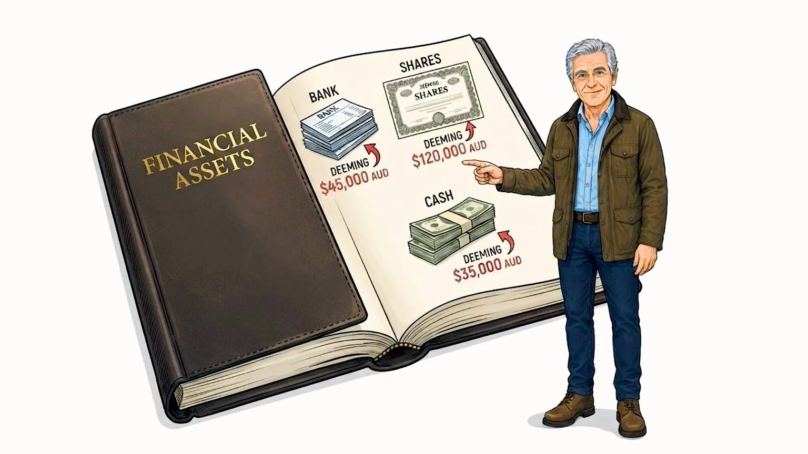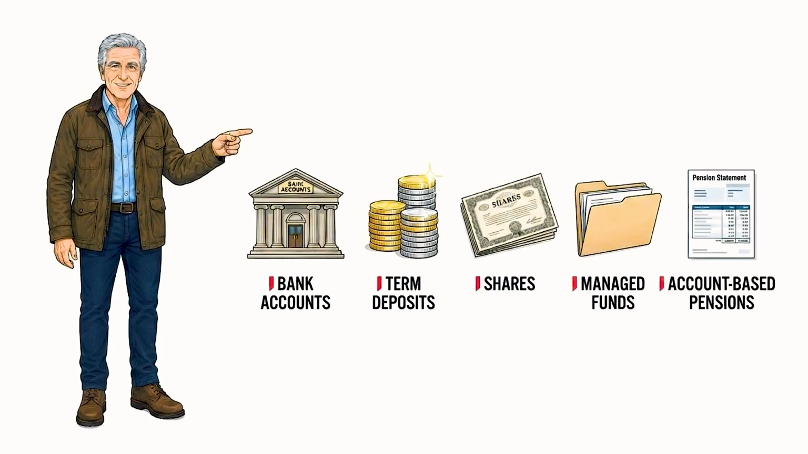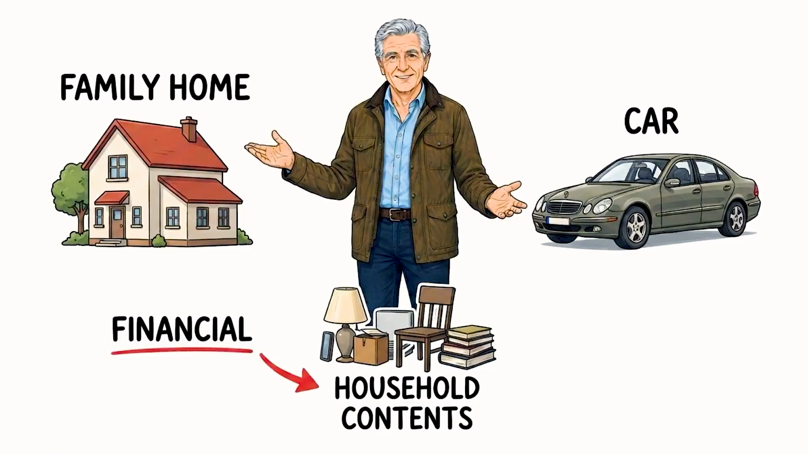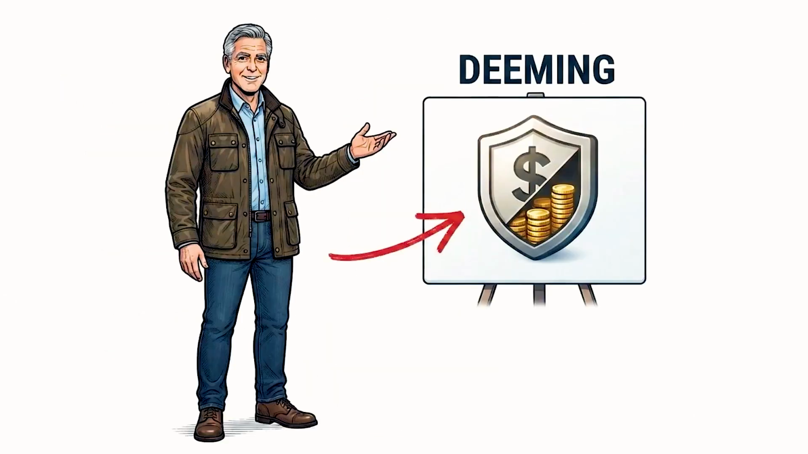Deeming applies to financial assets. That includes things like bank accounts, term deposits, shares, managed funds, account-based pensions, and certain other investment products. It does not apply to your family home, and it does not apply to most physical assets like your car or household contents. The key word is financial. If it's money or an investment sitting in an account or a fund, there's a reasonable chance deeming is being applied to it.